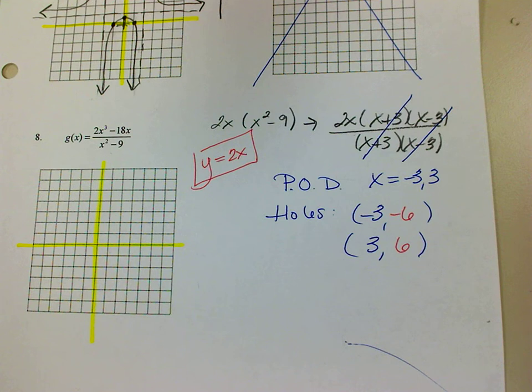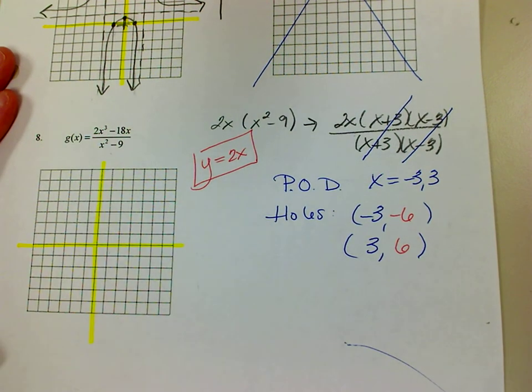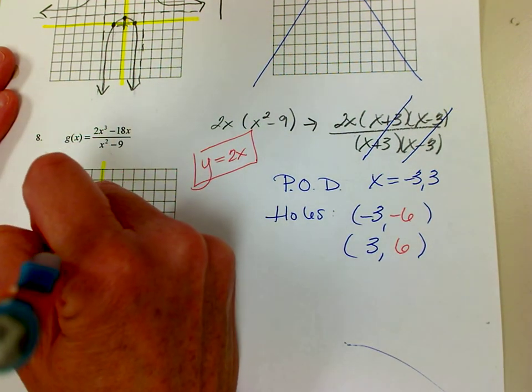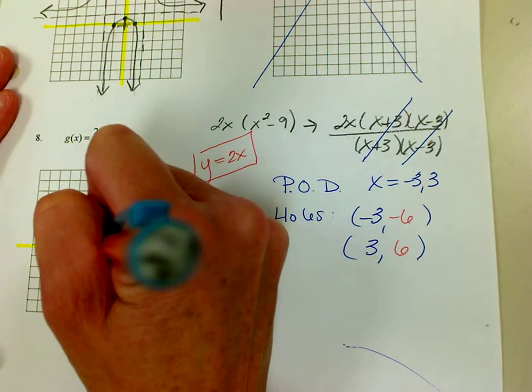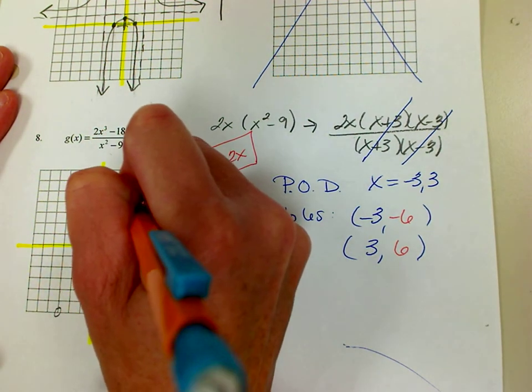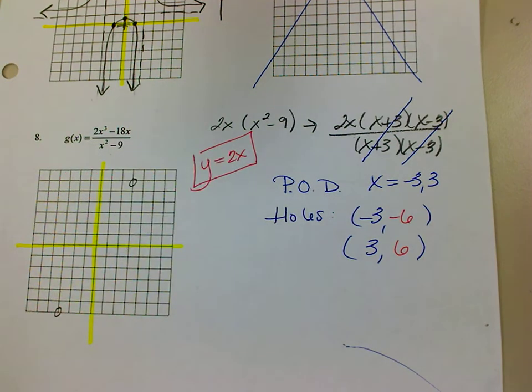Okay. If I don't have any vertical asymptotes, I'm not going to have any horizontal asymptotes. So all I have to do now is see what I got so far. I'm going to plot these 2 points. There's a hole there. There's a hole there.